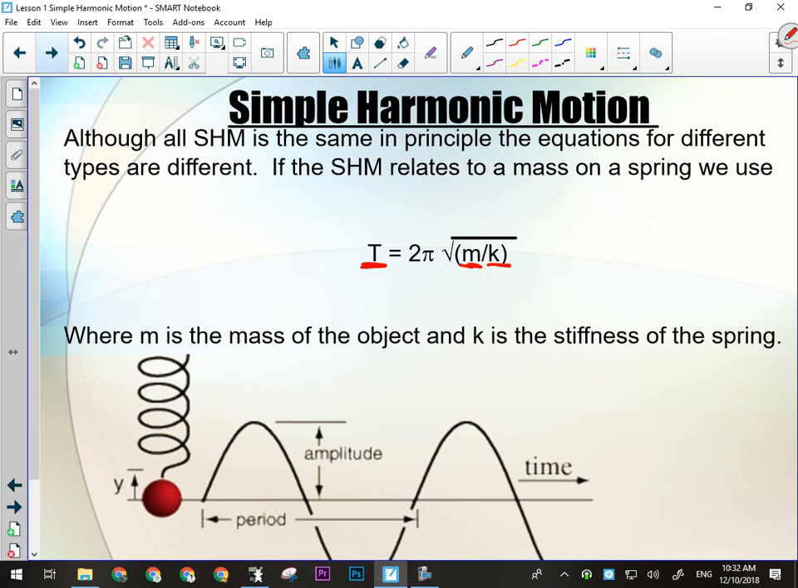All right, so all simple harmonic motion is the same in principle. If we're looking at a mass on a spring, the two things that can affect how far it goes and how long it takes to move are what? So I put a mass on a spring, I push it, and I start it moving. What two things in that system could influence how long it takes to go and how far it goes? Mass, and what else?